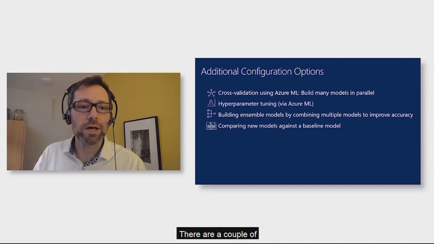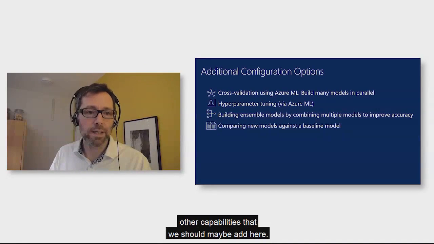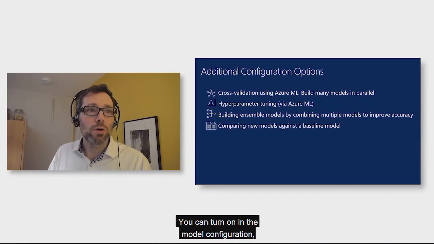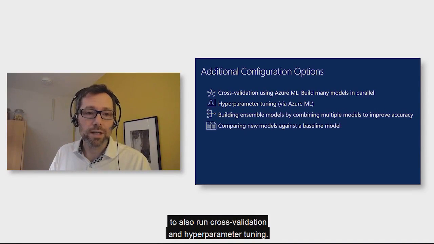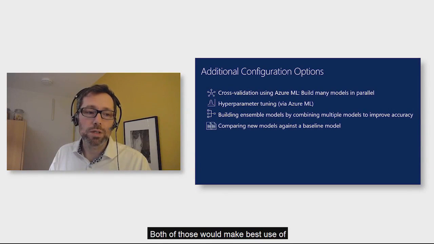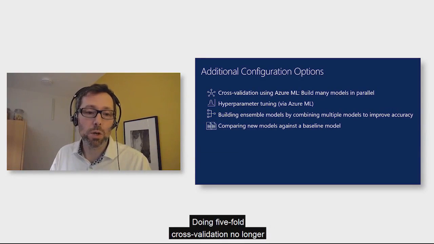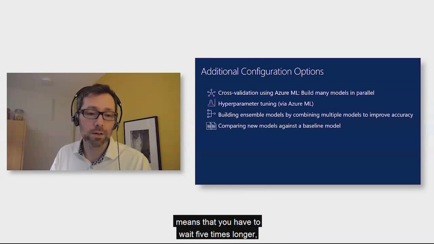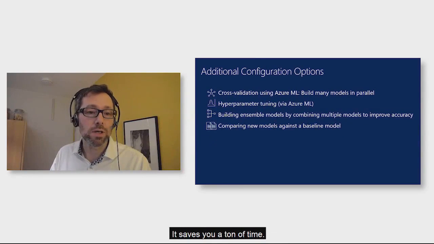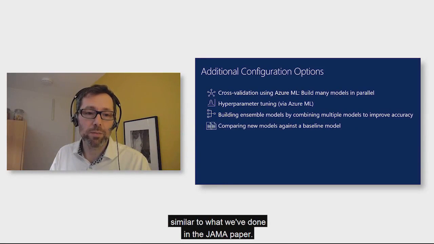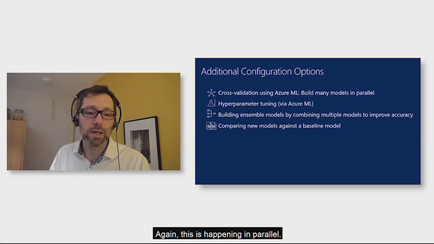There are a couple of other capabilities that we should maybe add here. You can turn on in the model configuration to also run cross-validation and hyperparameter tuning. Both of those would make best use of the cloud in terms of scheduling parallel training runs. So doing 5-fold cross-validation no longer means that you have to wait 5 times longer, but everything is run in parallel. So it saves you a ton of time. And you can also build ensemble models, similar to what we've done in the JAMA paper. And again, this is happening in parallel.